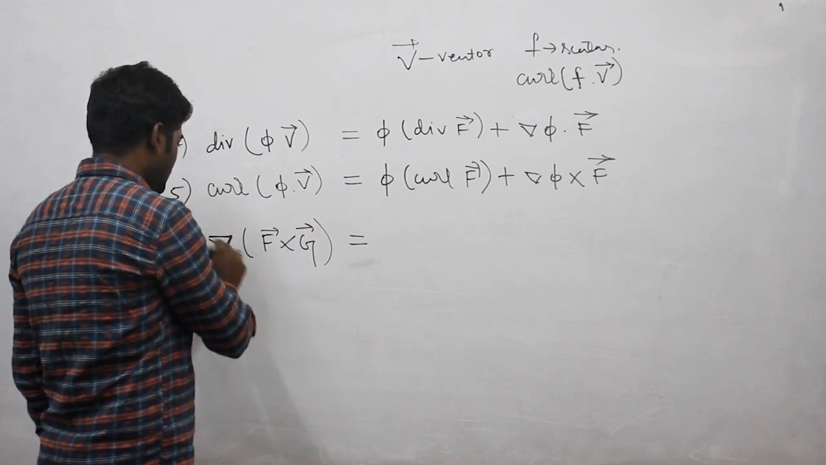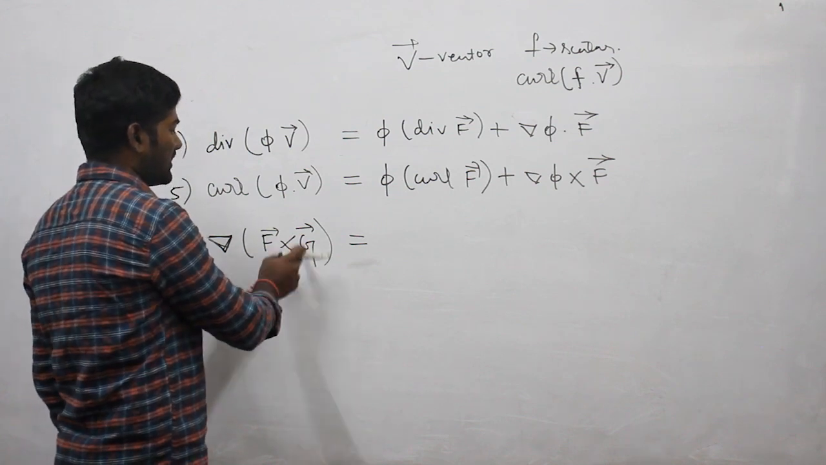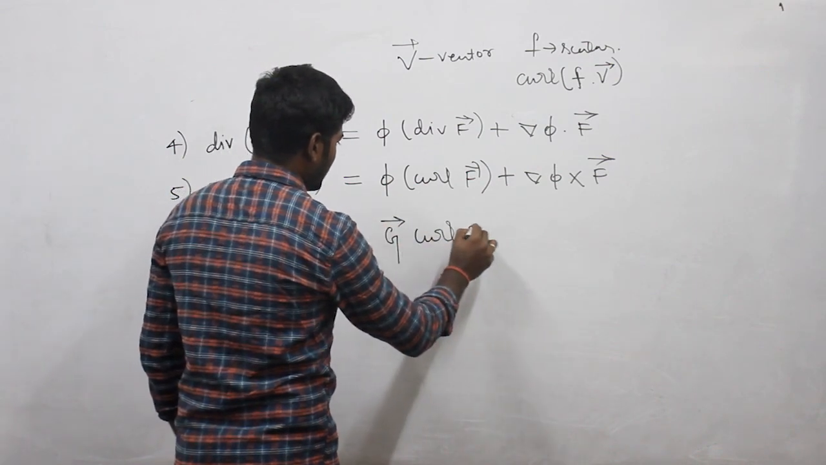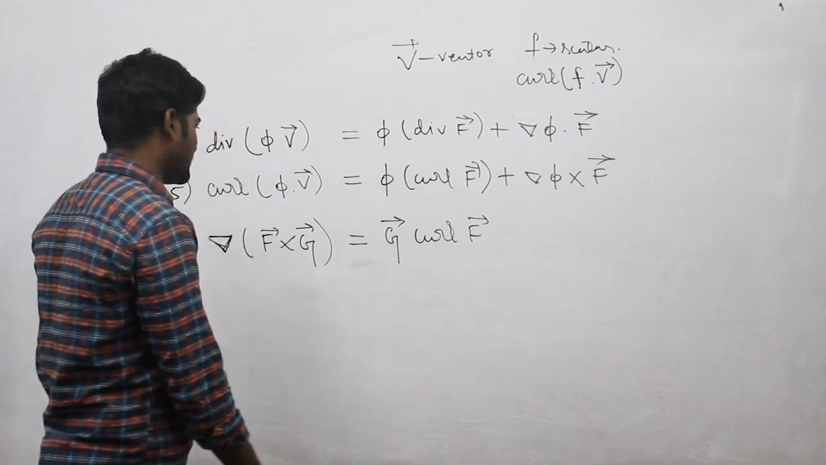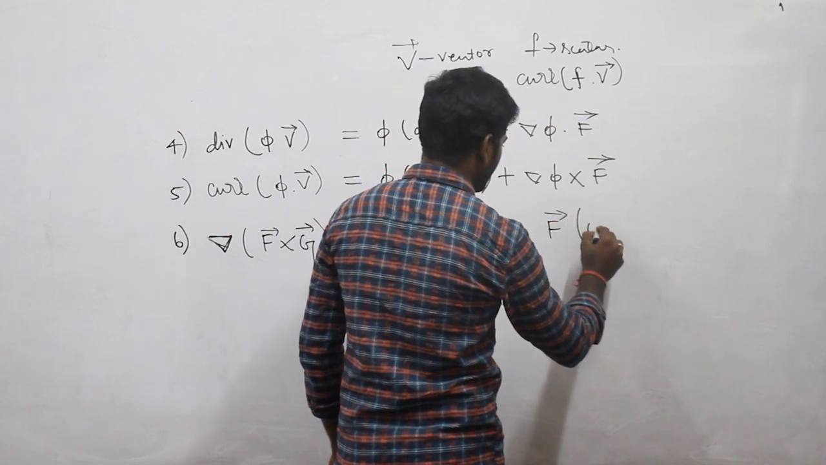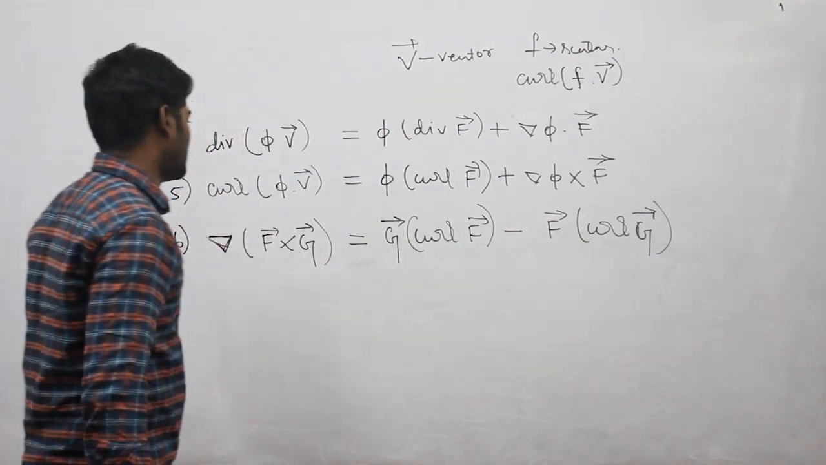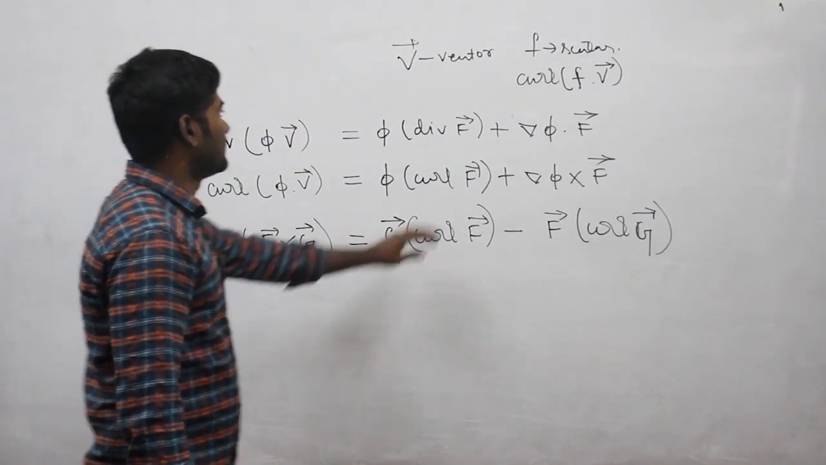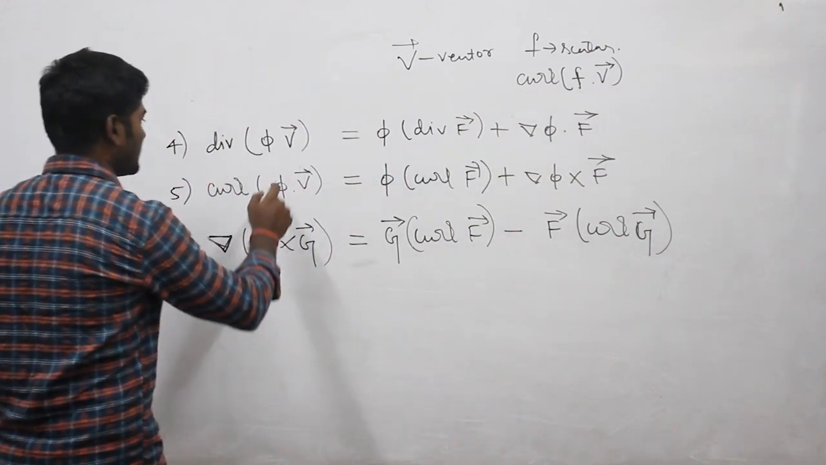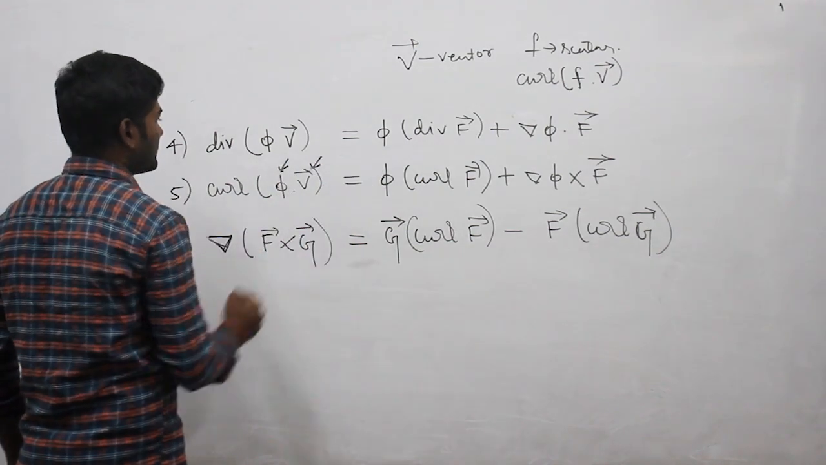And del of f vector cross g vector, both being vector functions, if it is like this, then it is g vector into curl of f vector minus f vector into curl of g vector. This is the formula. Now if you look at this problem, curl of f v vector, f means scalar function, v means vector function. It is the same formula; instead of pi we can substitute f.